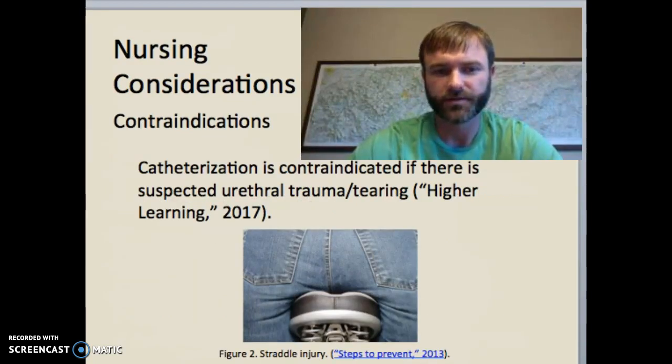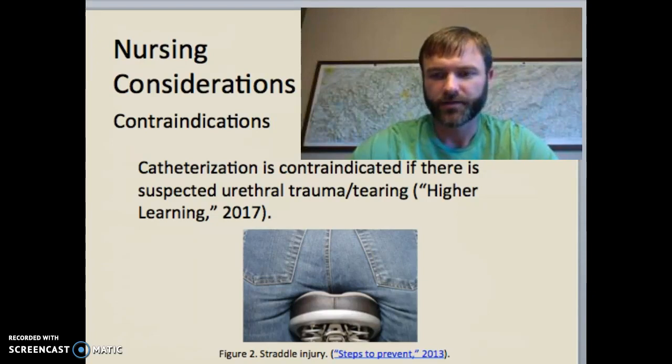As part of assessing the patient prior to inserting a Foley catheter, it is vital to assess reasons that are contraindicated for Foley placement. Catheterization is contraindicated if there is suspected urethral trauma or tearing. This condition may be suspected in male patients with a pelvic or straddle type injury. Signs that increase suspicion for injury are a high riding or boggy prostate, perineal hematoma, or blood at the meatus.